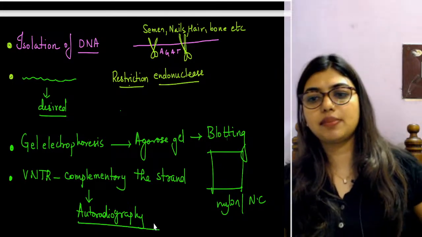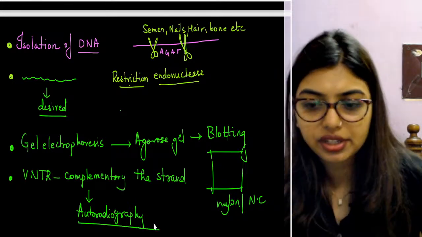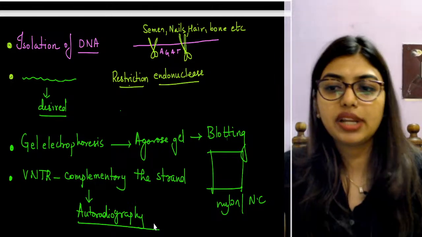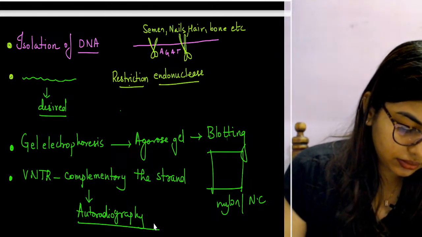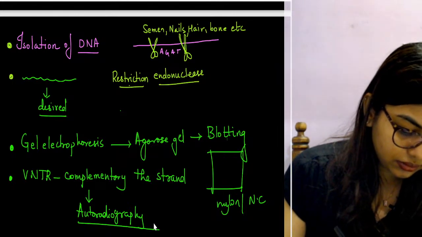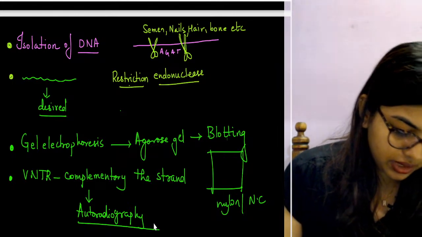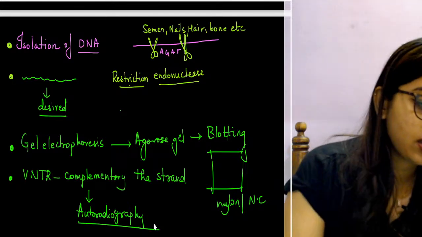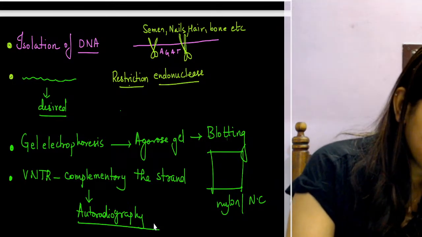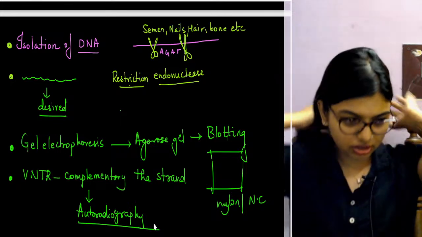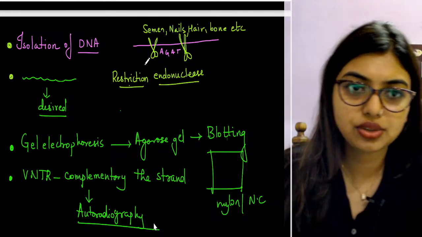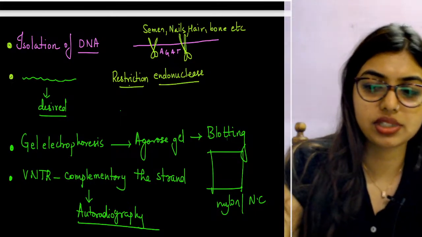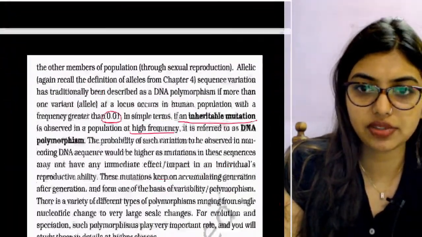Done. These are the steps. If you forget the steps, student, then gone for a toss. Now anything else, all of you? Yes, blotting, VNTR probe label. Very nice. Very good. Done. That's your DNA fingerprinting, and that's it to do with your molecular basis of inheritance.